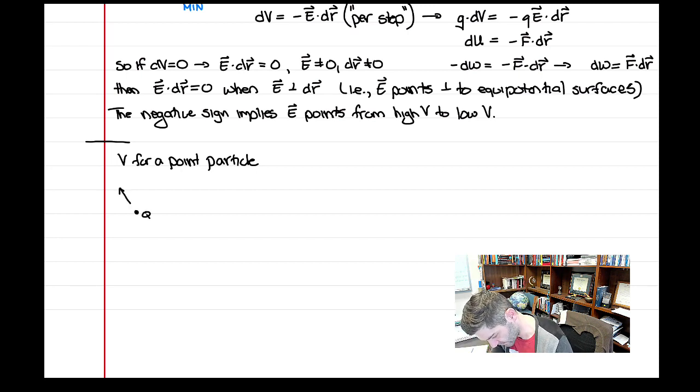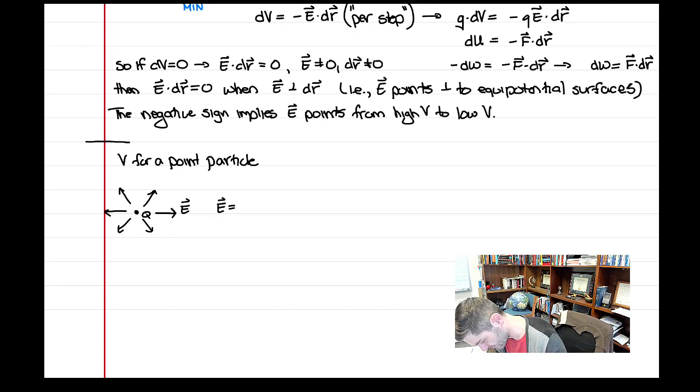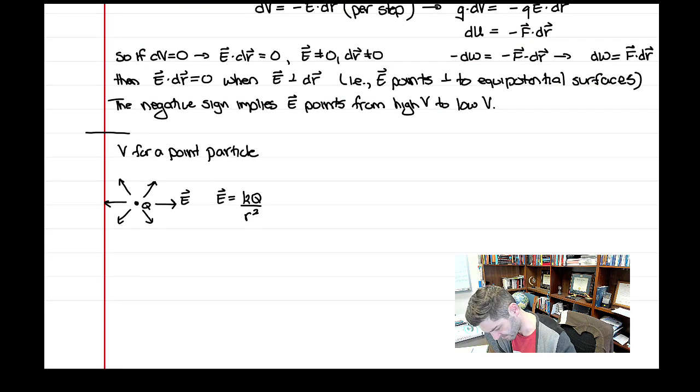which may be positive or negative. I'll draw some electric field lines as if it's positive. If it's negative, we just switch the direction of the arrows. All right, so we know there's some electric field that radially points outward. We know that electric field is KQ over R squared. And actually, let me be careful.